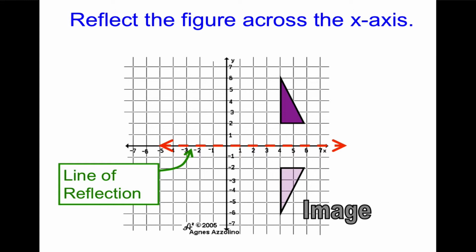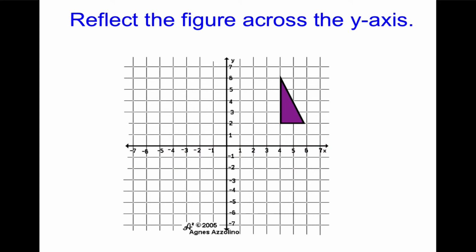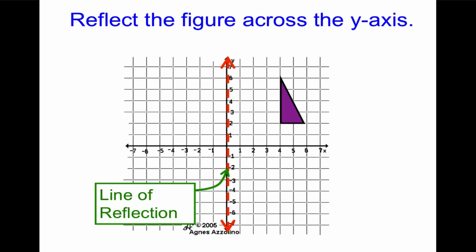Also, the top was 6 units above the line of reflection, and so the furthest point now is going to be 6 units below. We'll try one more reflection. This time, let's reflect the same figure across the y-axis. So once again, draw your line of reflection along the y-axis, like so. Make sure it's a dotted line. That indicates that that's the line of reflection.